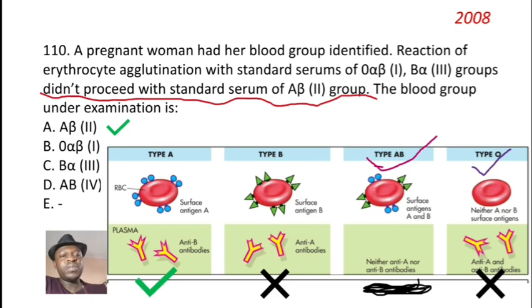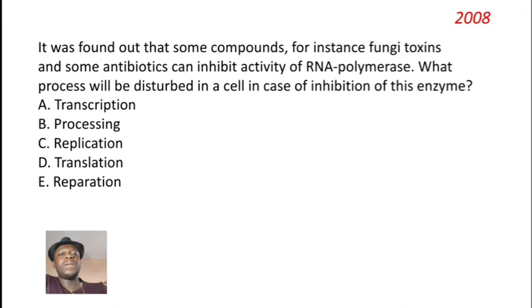It was found out that some compounds, for instance fungal toxins and some antibiotics, can inhibit RNA polymerase. What process will be disturbed in a cell in the case of inhibition of this enzyme? All right, RNA polymerase, guys, remember this is the fourth time. RNA polymerase is the enzyme for transcription, from DNA to RNA. So the answer is transcription.